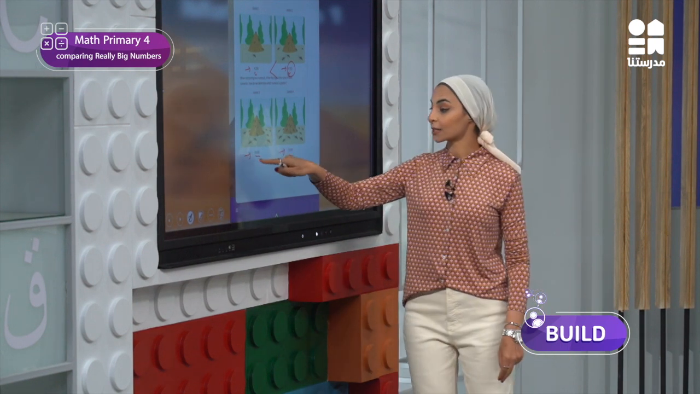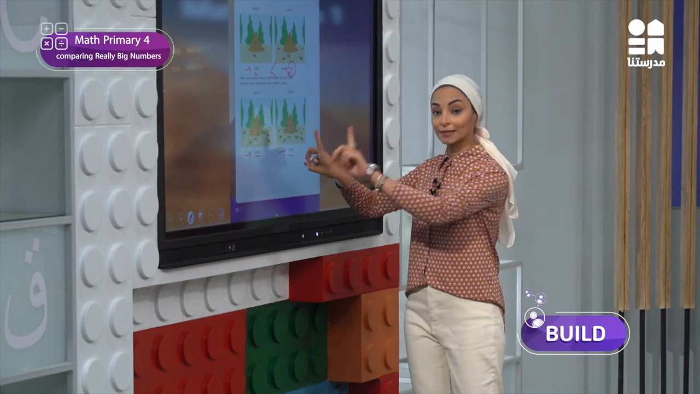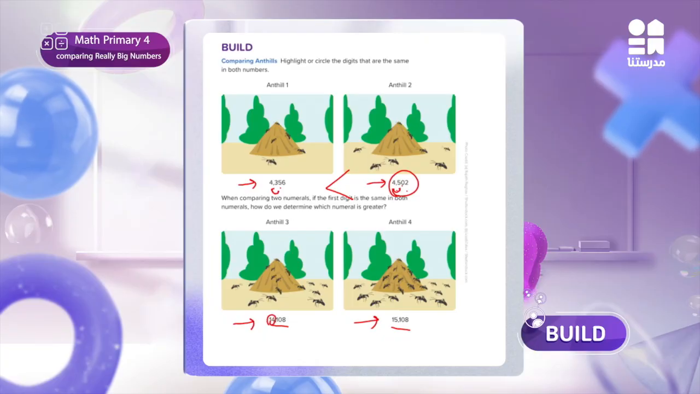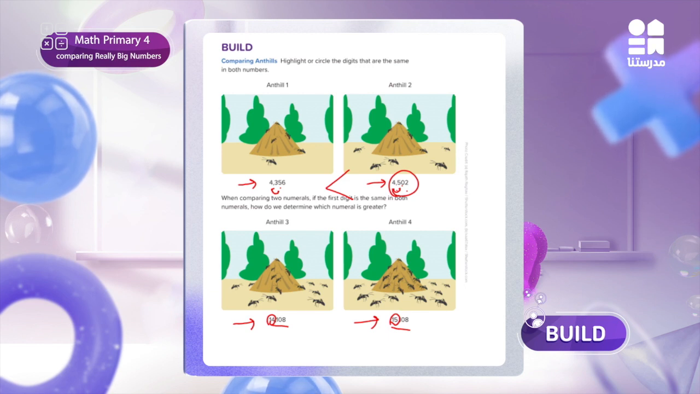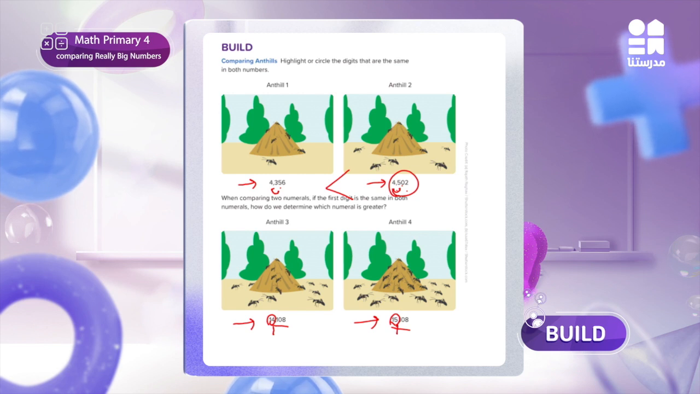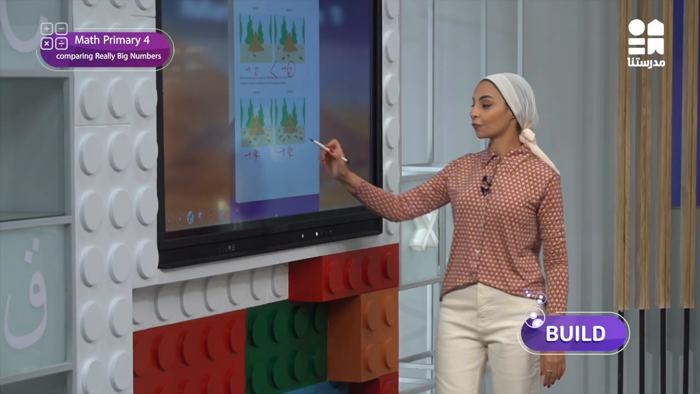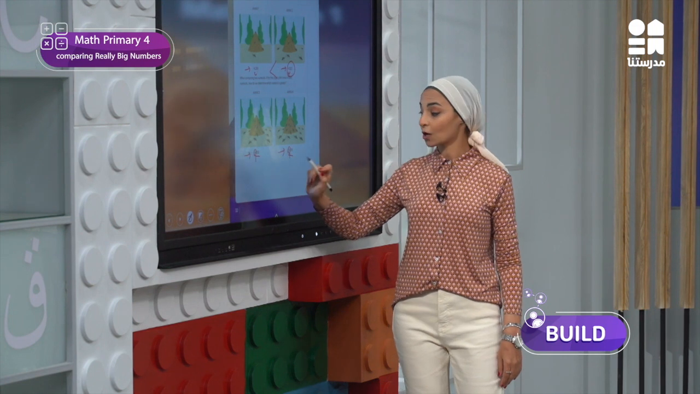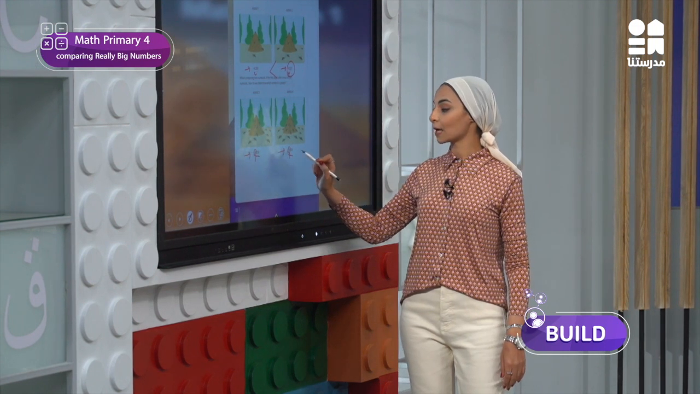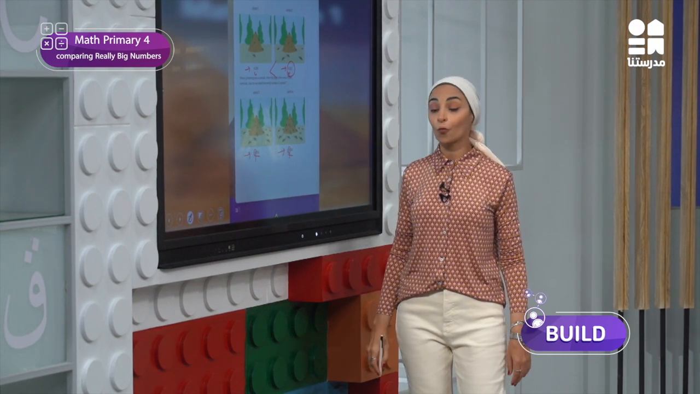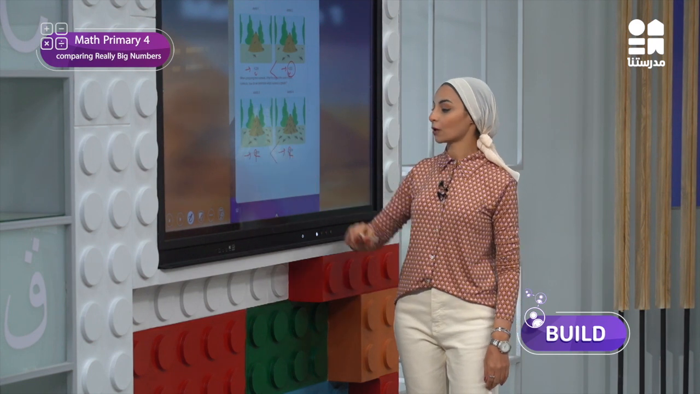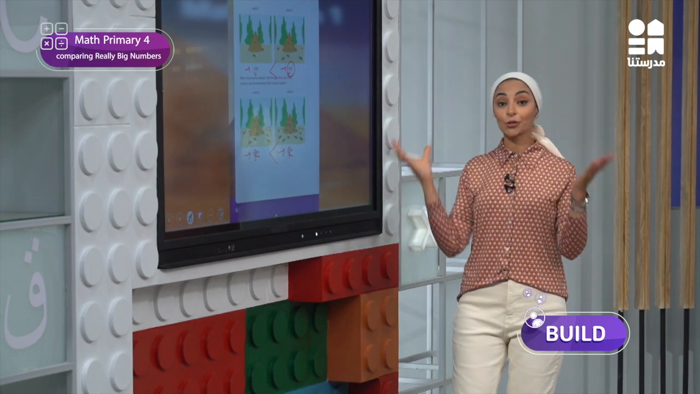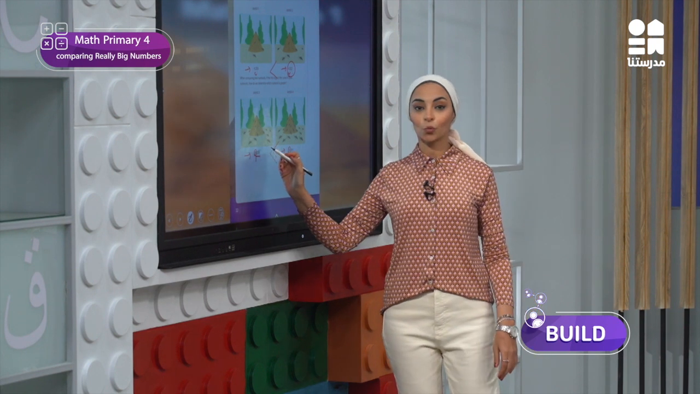Look, the first digit here is the same. Both of them have 1 in the first digit. So what should I do? I will move to the next number, which is here 4 and here is 5. So which is bigger, 14,108 or 15,108? Of course, 15,108 is greater than 14,108.